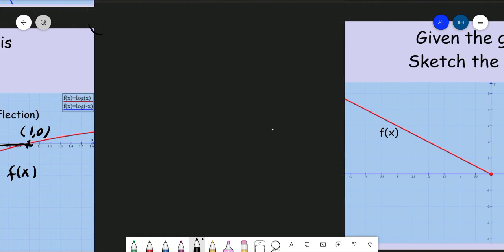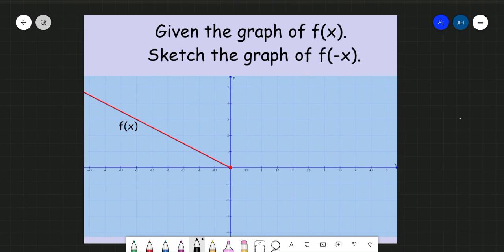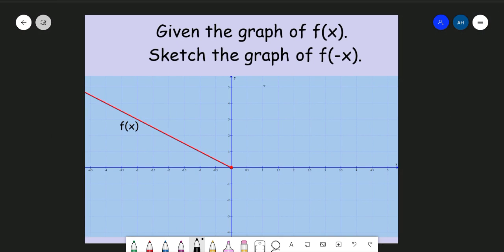Now let's try this exercise. Given the graph of f(x), that is the red graph here, we are asked to sketch the graph of f(-x). Inside the bracket we have negative x, and we know from our discussion just now that this means the graph of f(x) is reflected about the y-axis. So let's refer to some points on the graph of f(x). For example, let's take this point. This point is (-2, 2).